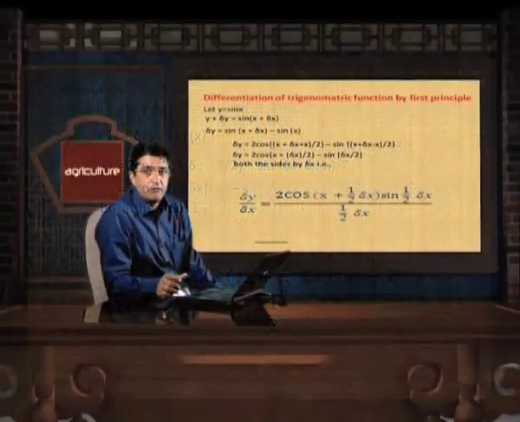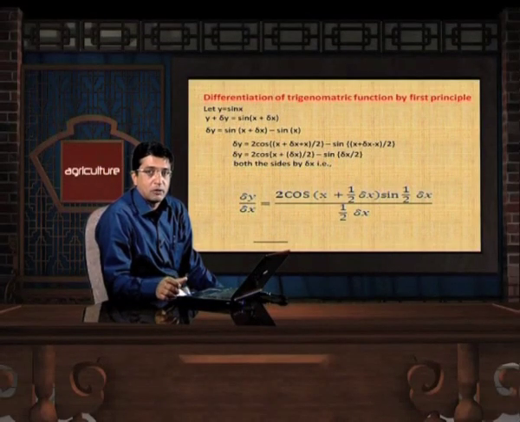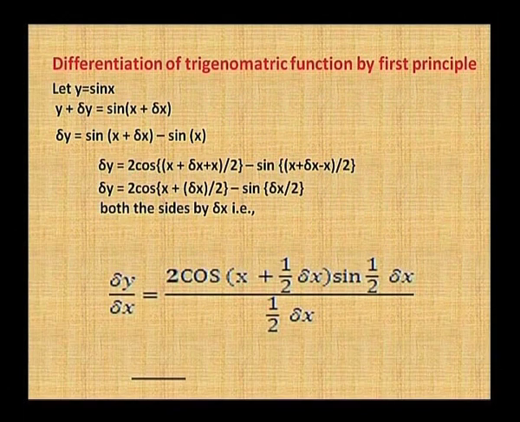In this step we used the formula sin C minus sin D, whose output is 2 cos((C plus D) by 2) times sin((C minus D) by 2). Delta y equals 2 cos(x plus delta x by 2) times sin(delta x by 2). Dividing both sides by delta x, delta y upon delta x equals 2 cos(x plus 1 upon 2 delta x) times sin(1 upon 2 delta x) upon 2 times (1 by 2 delta x).